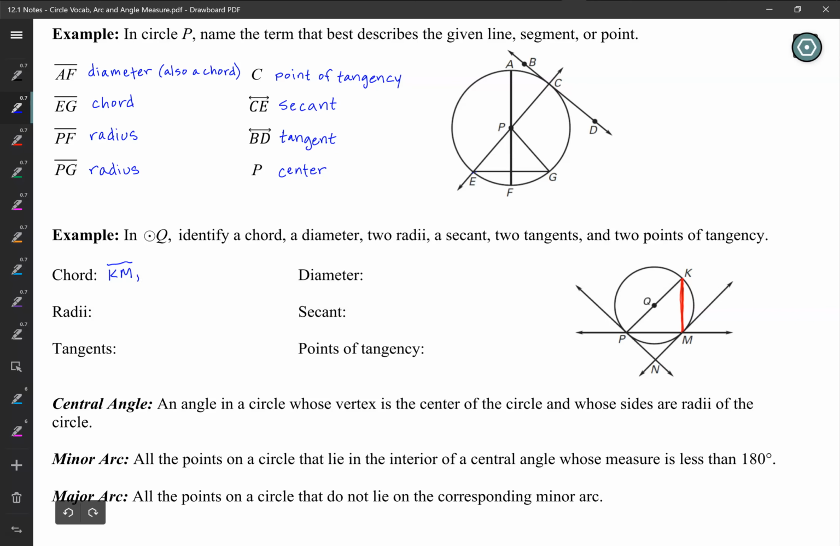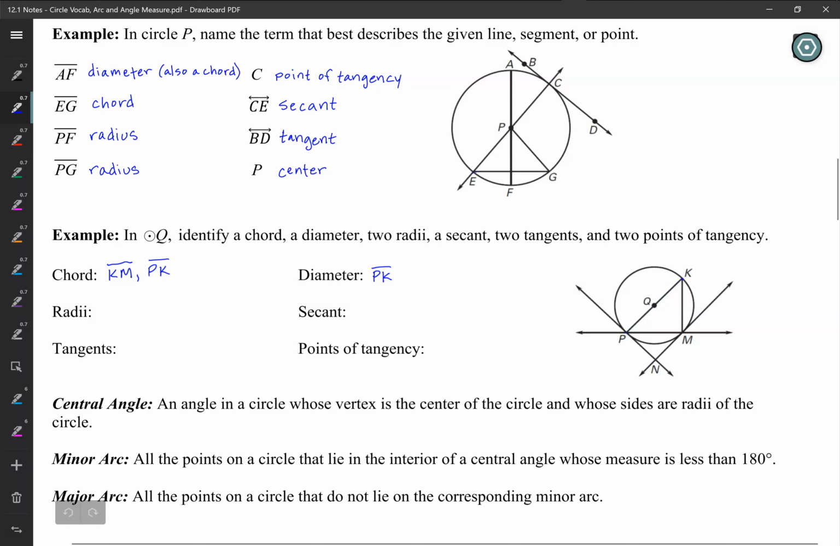But there are two other chords. This is a chord, it's a segment, and both of its endpoints are on the circle. Segment PK or KP. The thing is that is also a diameter, because it's a chord that goes through the center. So I'll fill that in right now.